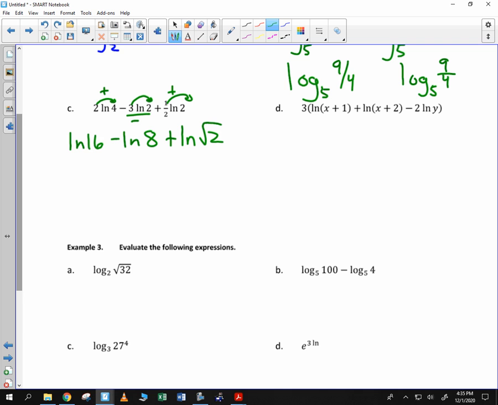Now, just understand in terms of addition and subtraction, this is the same as natural log of 16 plus the natural log of the root of 2 minus the natural log of 8. Okay, so addition is commutative, so I can move it all around. See then how these end up in the numerator? I have the natural log of 16 roots of 2 over 8, which is the natural log of 2 roots of 2.